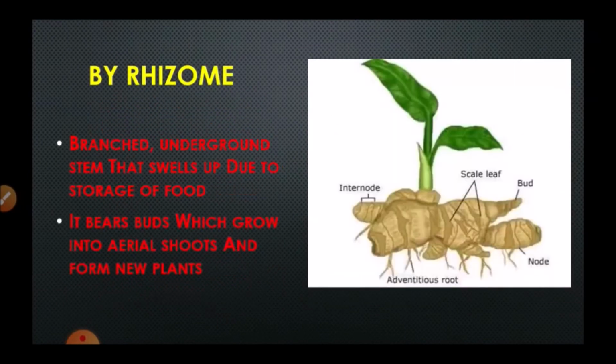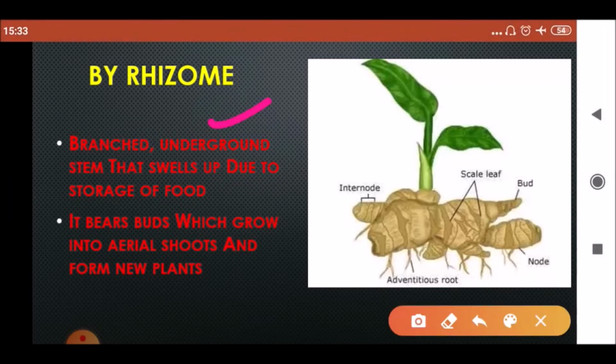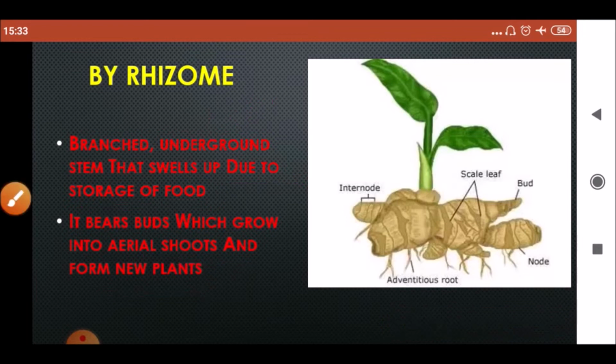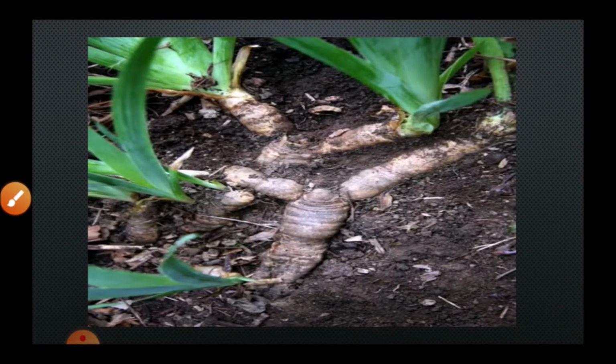Now moving on to the next one, the rhizome. This is also an underground stem. These are branched underground stems that swell up due to storage of food. It bears buds which grow into aerial shoots and form new plants. This means that the buds present on the rhizome grow into a new plant. This is a picture of a rhizome.